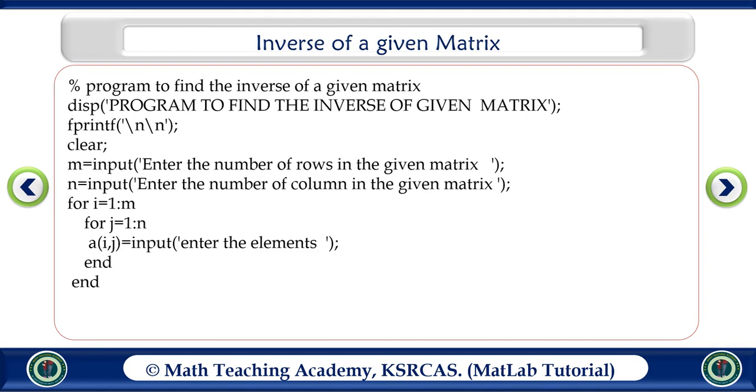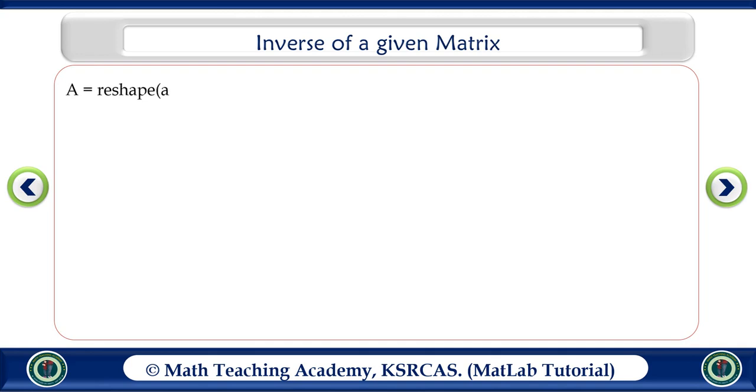After all the elements have been received, the received elements are reshaped as a matrix with the help of the reshape command. This is achieved by the command a equal to reshape(a, m, n). What this command will do is the entered elements are reshaped in matrix form and the matrix is displayed on the screen.